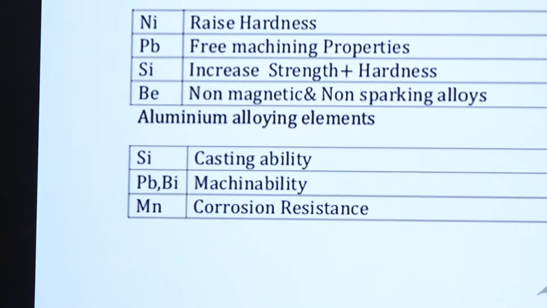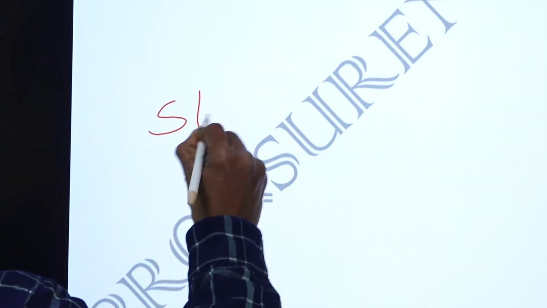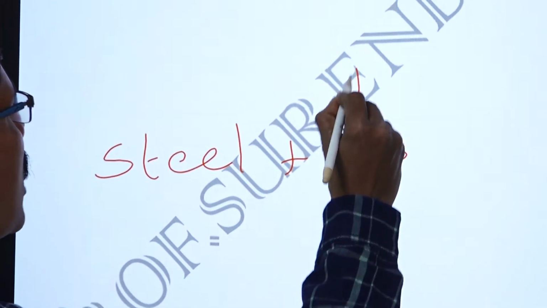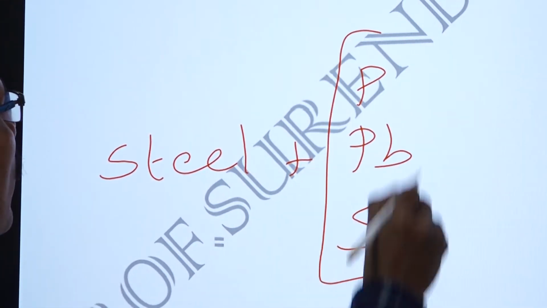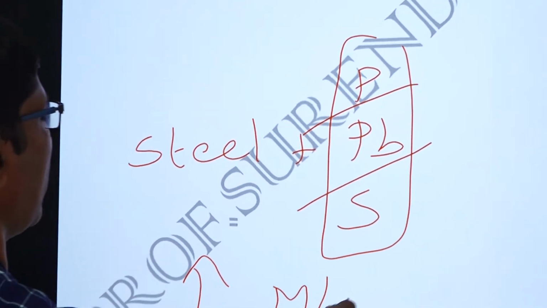Steel is added with lead, phosphorus, sulfur. When you add any one of these, it will increase the machinability.